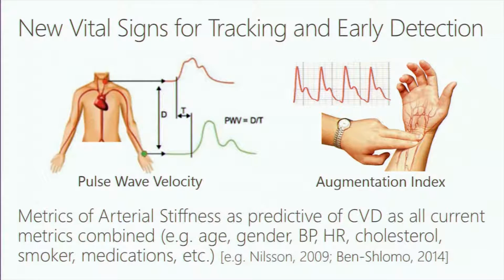In fact, better than that, if you combine the set of things that we already measure with arterial stiffness, you improve your predictive power even more. So they're nice and complementary as well. So we're going to set out to measure these two metrics. I'm going to tell you a little bit about them in a second.